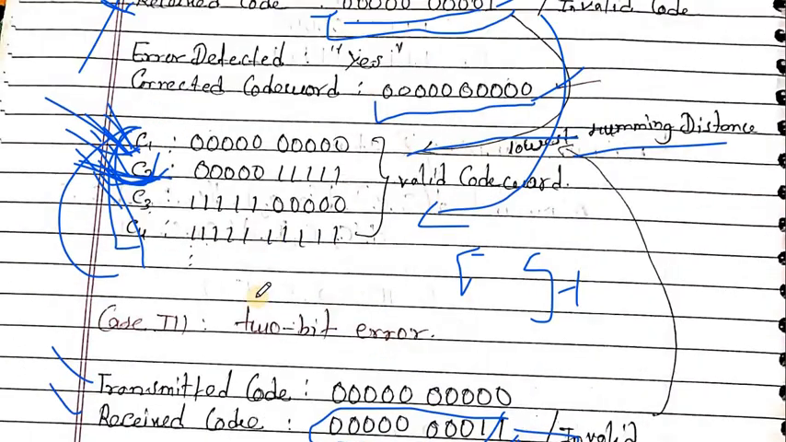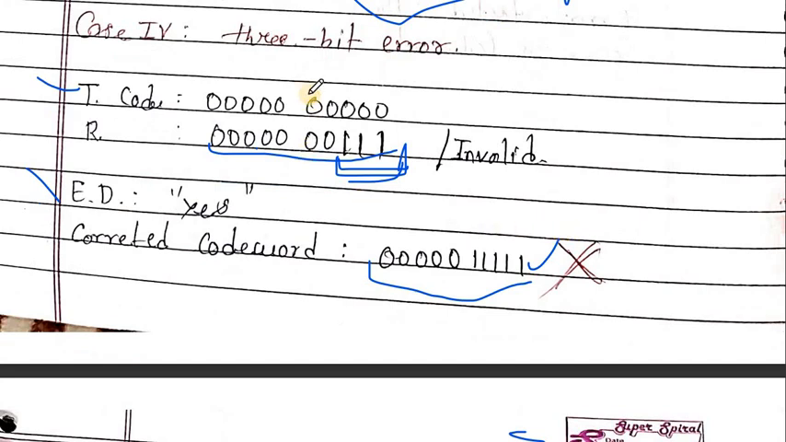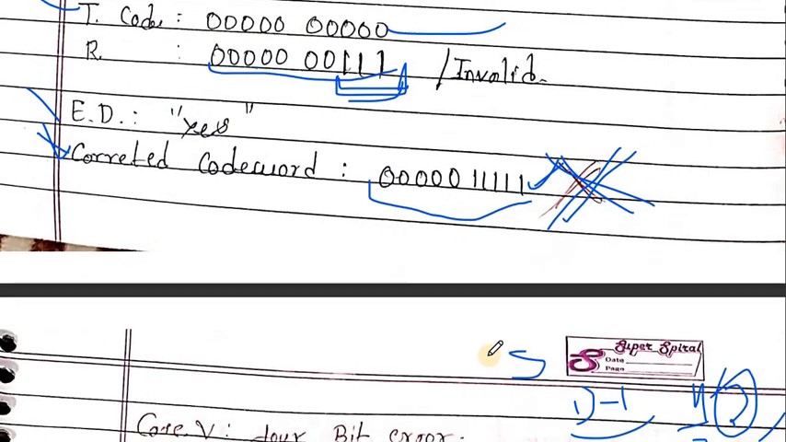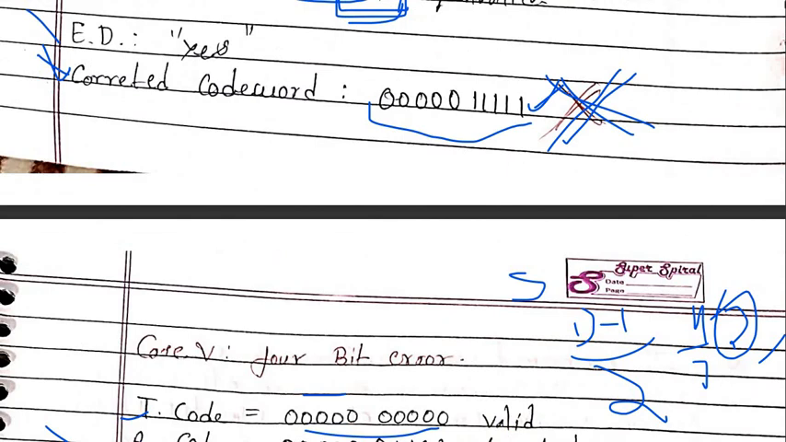In case of a 2-bit error, yes, the error is corrected by the receiver, but in a 3-bit error, the corrected code word is not the same as the original one. So here the error correction method will fail. So the error correction method is valid only in 2 cases, 1-bit error and 2-bit error, if the Hamming distance is 5.